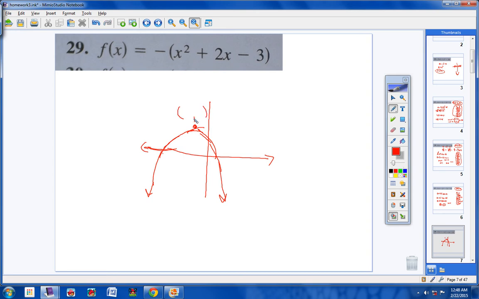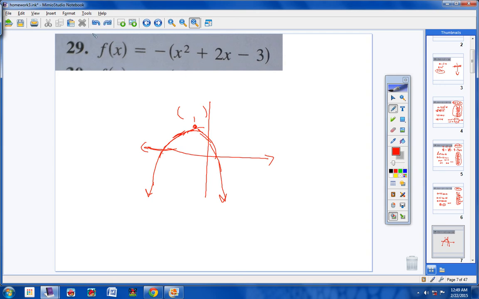You hit second calculate, okay, or second trace, and you'll see option number 4 is maximum. So I hit enter on that. Then I go to the left bound. I make sure my cursor is somewhere over here. I hit enter. Then it says right bound. So I use my right arrow key and make sure the cursor is somewhere over here somewhere.